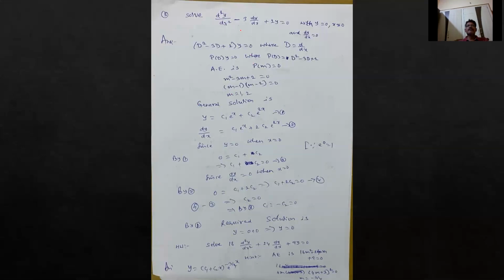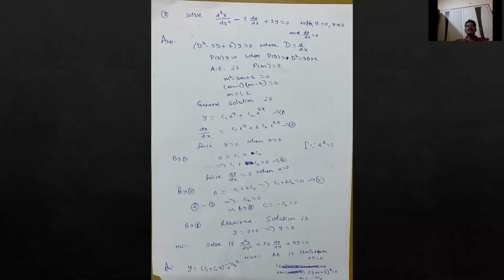So solve d square y by dx square minus 3 dy by dx plus 2y equals 0 with y equals 0 at x equals 0 and dy by dx equals 0. To solve this, take D equal to d by dx. This is D square y minus 3 Dy plus 2y. Taking y common, we can write this equation as D square minus 3D plus 2 of y equals 0. So P(D) of y equals 0. What is P(D) here? D square minus 3D plus 2.